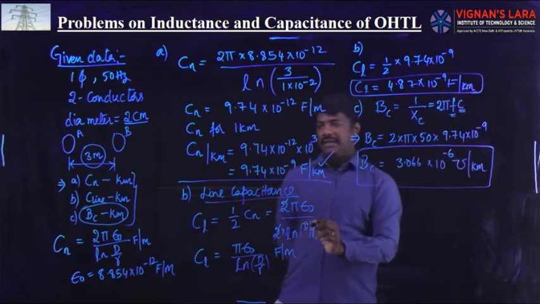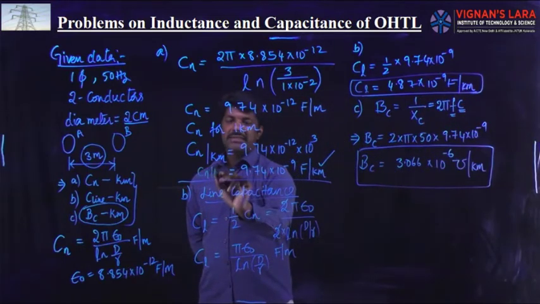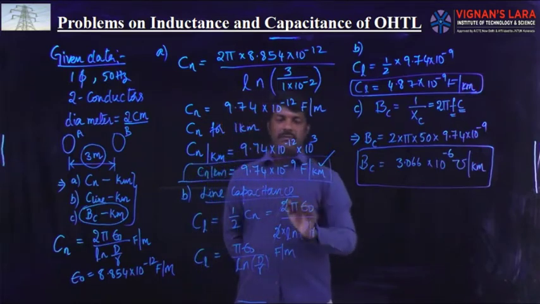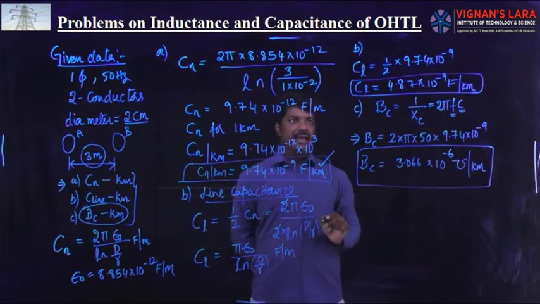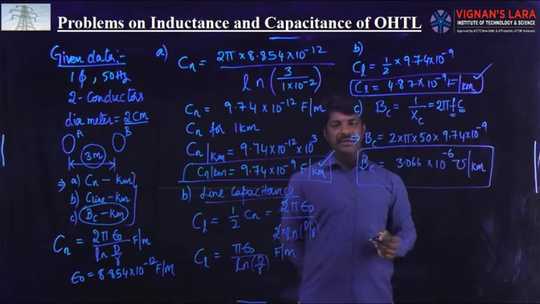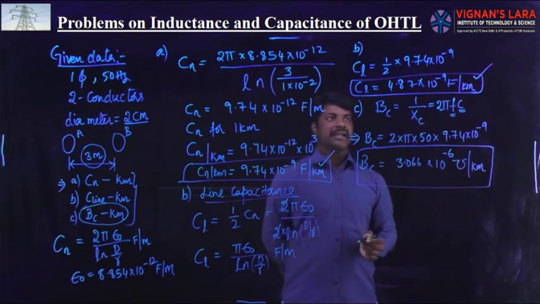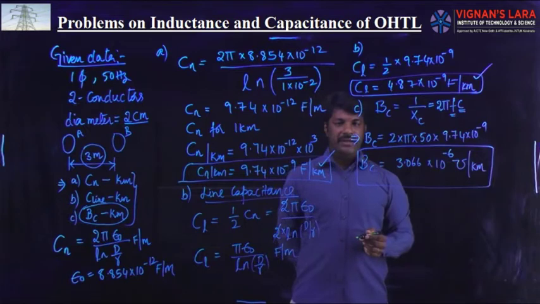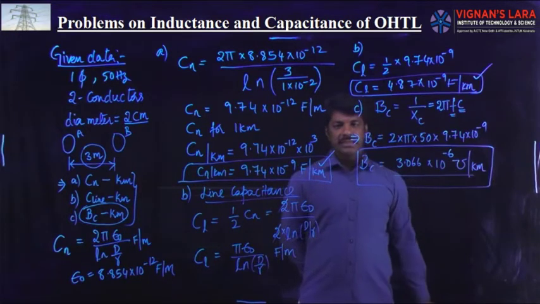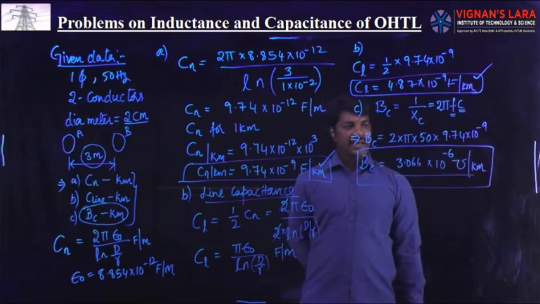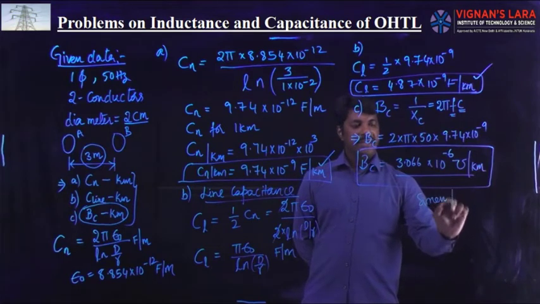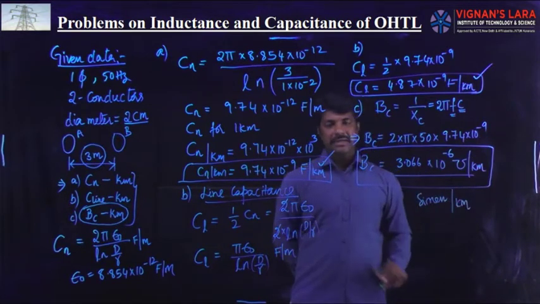Those three are, the first one is neutral capacitance per kilometer length, whose magnitude is 9.74 into 10 power minus 9 farads per kilometer length. The second is the line to line capacitance, whose magnitude is half of the neutral capacitance, 4.87 into 10 power minus 9 farad per kilometer length. And the final one is capacitive susceptance, whose magnitude is 3.066 into 10 power minus 6 mhos, or the unit is also Siemens, and it is also calculated for 1 kilometer length.